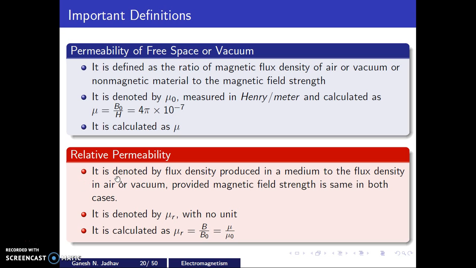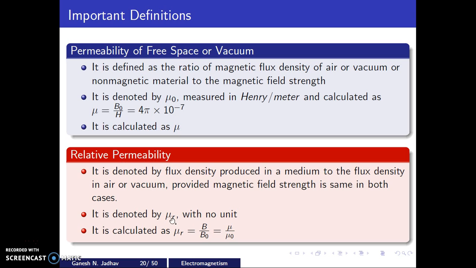Now I will calculate the relative permeability. Relative permeability is the ratio of the flux density produced in a medium to the flux density produced in air or vacuum. If we keep the flux passing through the particular medium, whatever the density, divided by the flux density of air or vacuum, provided the magnetic field strength is the same in both cases. Keeping the magnetic field strength the same, the flux density in a particular medium divided by the flux density in the air indicates the relative permeability.